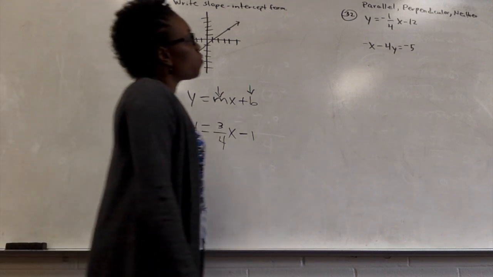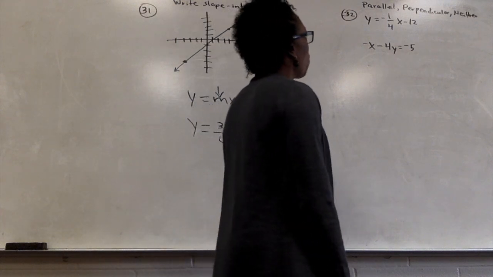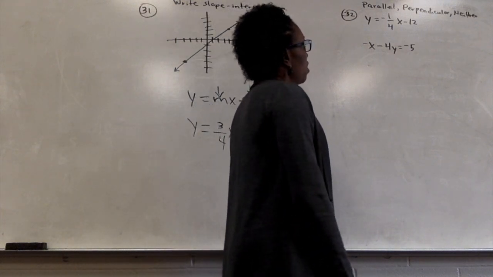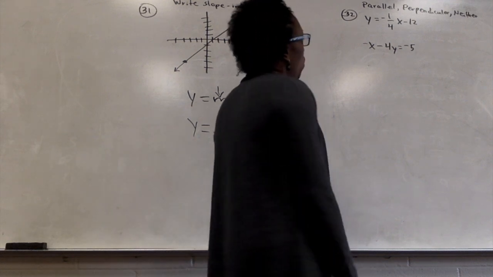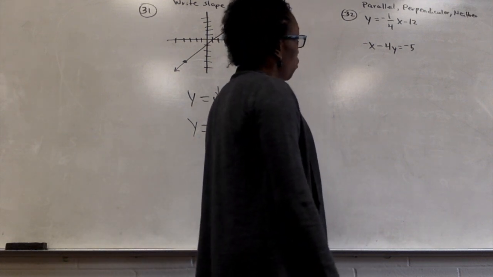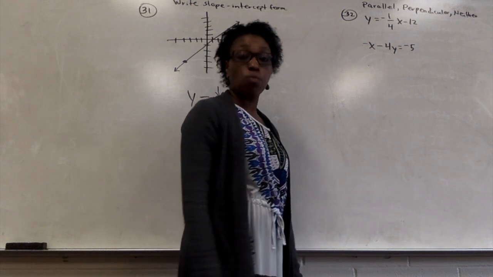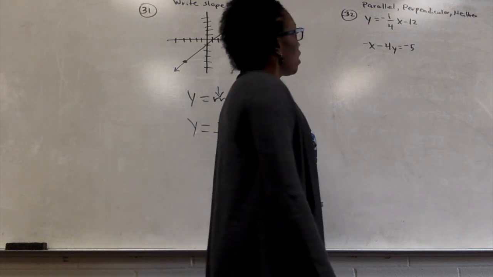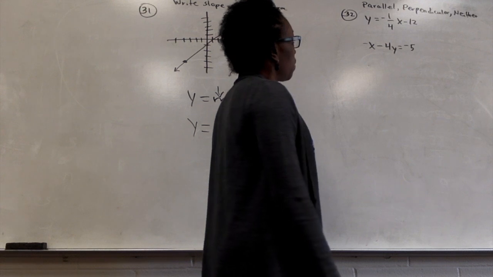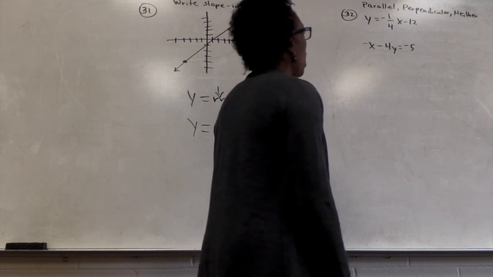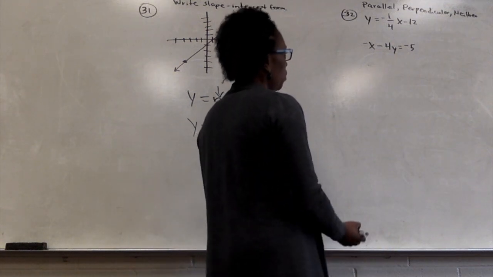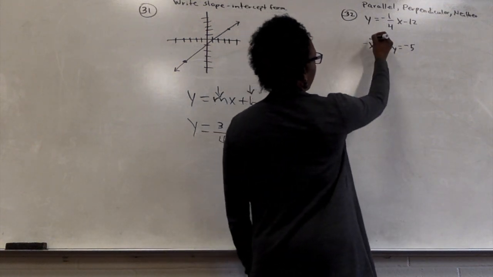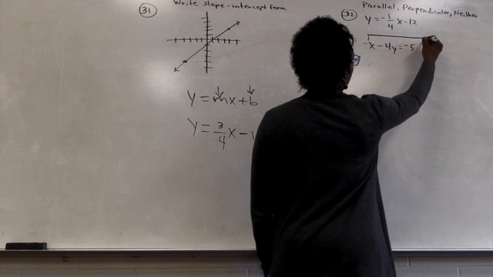The next problem, we have 2 equations here, and we must determine if they are parallel, perpendicular, or neither. So the first thing you want to do is make sure both of them are set equal to y, so you want to get them in slope-intercept form. Now, the first equation is set up in slope-intercept form, so I'm going to now just work on my second equation. So the first thing I'm going to do is move my minus x. I'm going to move it to the right-hand side.